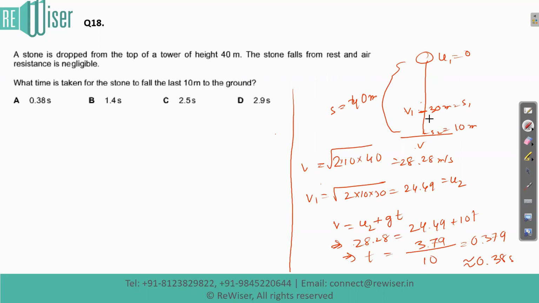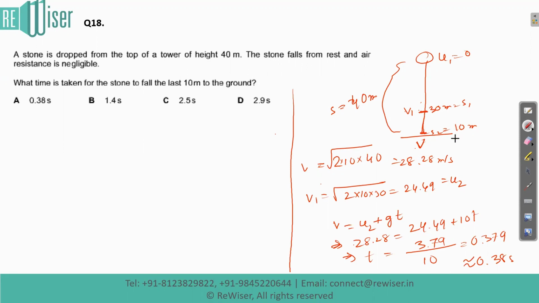So let us consider the time taken. Let us divide it into two sections first. Till here is 30 meters, from here to here 10 meters. So S1 is 30 meters, S2 is 10 meters, and the total S is 40 meters. Now U1 will be 0. At this position, the velocity is 0 because it is falling from rest. And at this position, it will have a velocity V1. And at this position, the velocity is V. This is the final velocity after going through the whole path, actually.